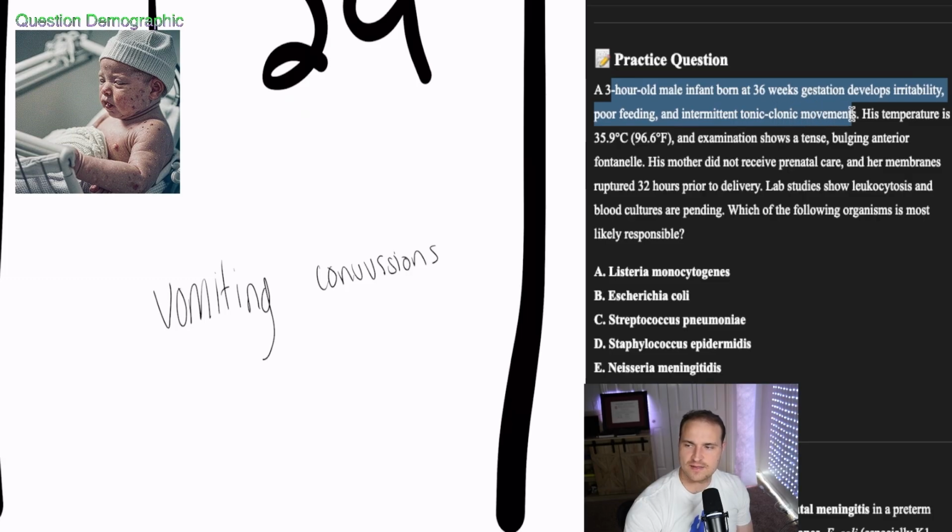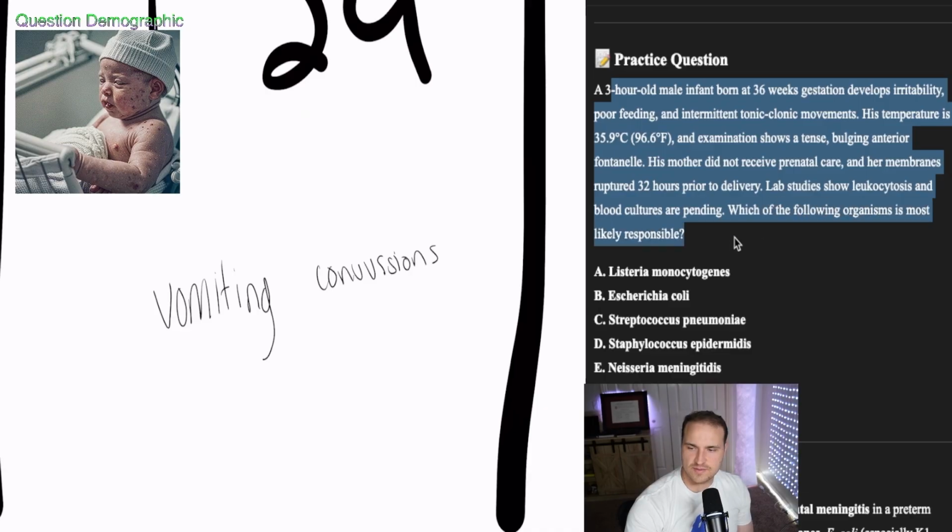All right, here we have a 3-day-old male infant born at 36-week gestation, who develops irritability, poor feeding, intermittent tonic-clonic movements. Temperature 96.6. Examination shows a tense, bulging anterior fontanelle. His mother did not receive prenatal care, and her membranes ruptured 32 hours prior to delivery. Lab studies show leukocytosis and blood cultures pending. Which of the following organisms is most likely responsible?